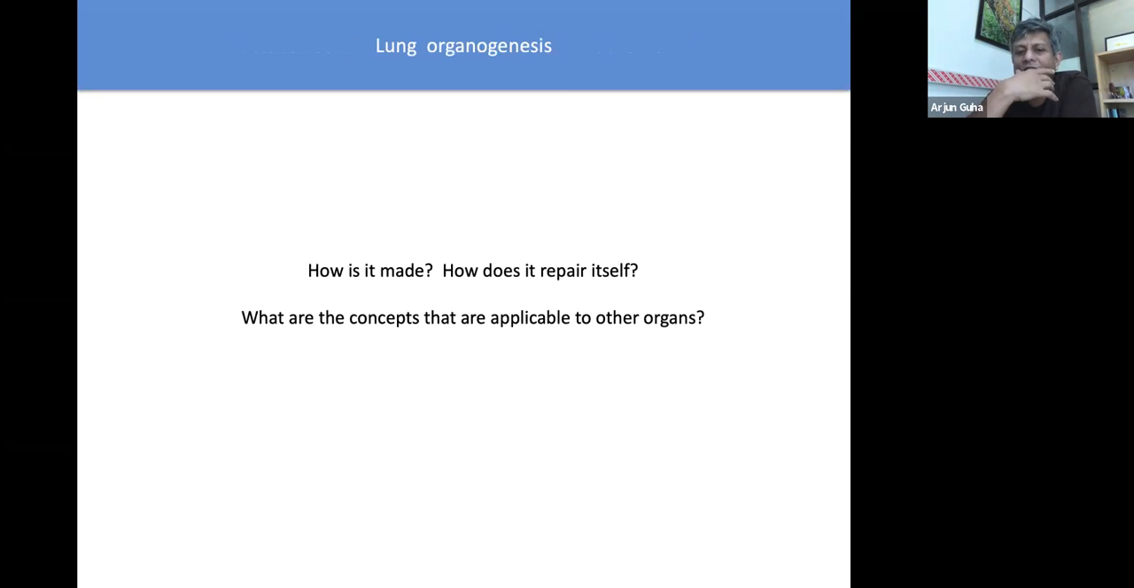Okay, so in today's class, we're going to discuss very briefly three things. How is the lung made? How does it repair itself? And we'll only go very briefly into this aspect of it. And what are the concepts that we can learn from how the lung is made that are applicable to other organs? So let's get started.